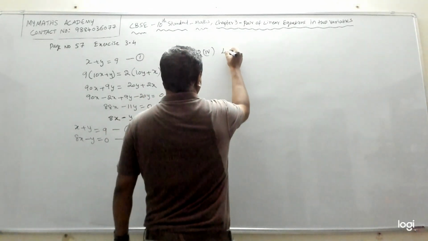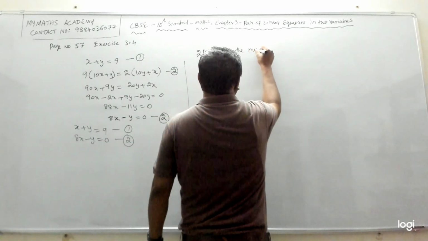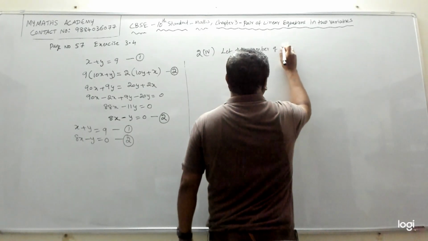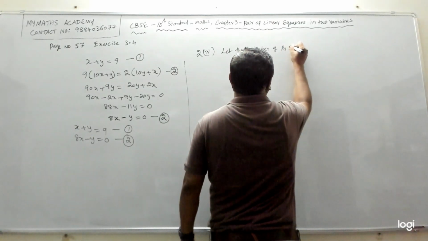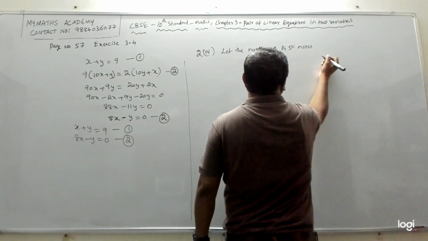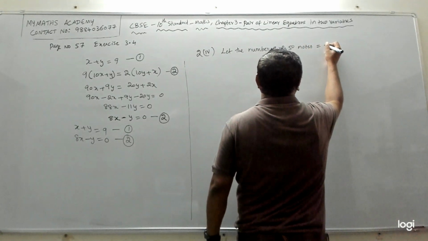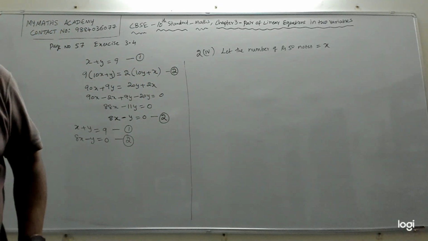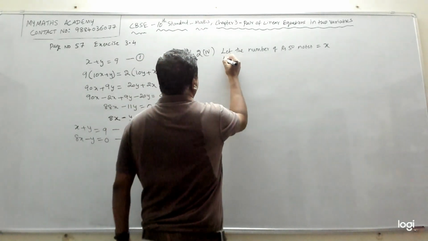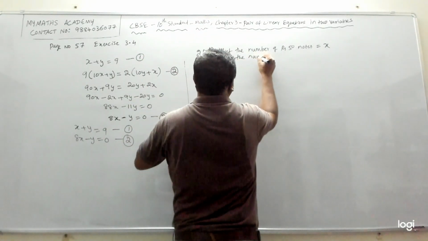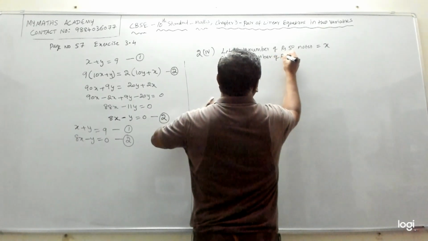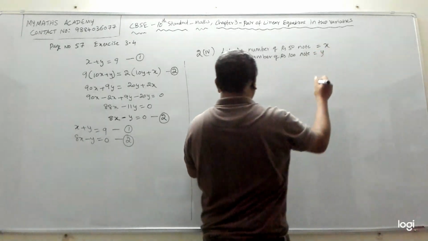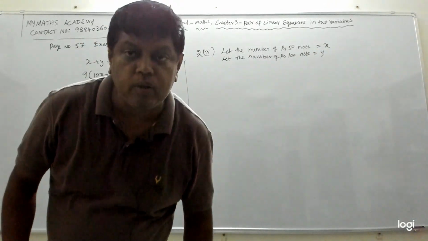So we'll define. Let the number of 50 rupees notes be x. Number of 50 rupees notes is x. Let the number of 100 rupees notes be y.